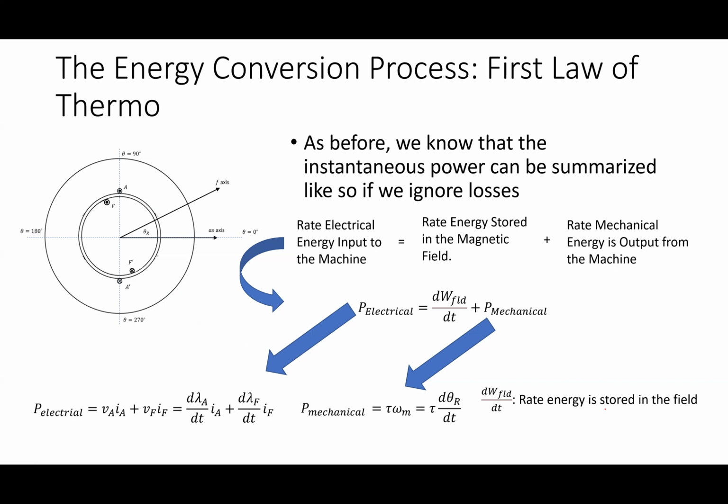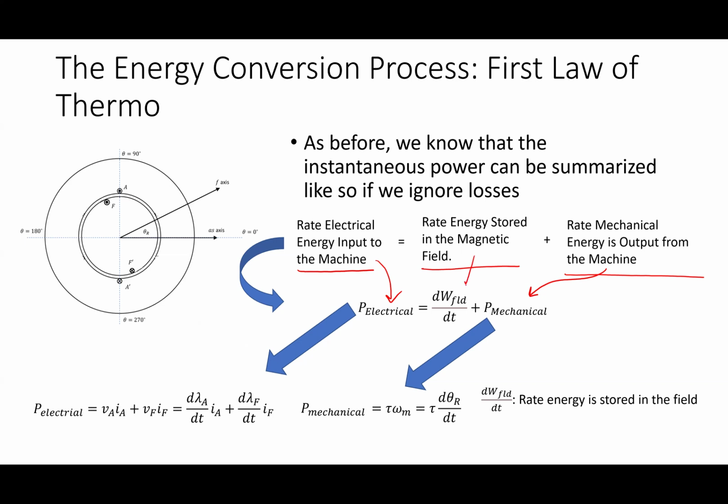The way we did this is we viewed this thing as basically a transformer with a mechanical port and an electrical port. I said, okay, the rate at which I put energy electrically into the machine has to be equal to the rate at which energy is stored in the field and the rate at which energy is output from the machine. The rate at which energy is output is the mechanical power, and the rate at which it's put in is the electrical power.